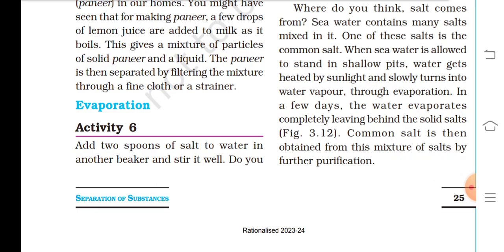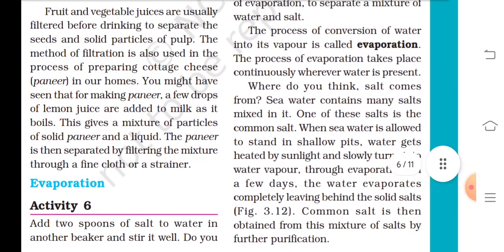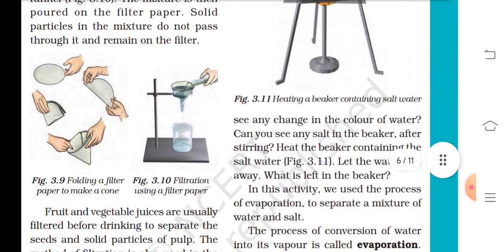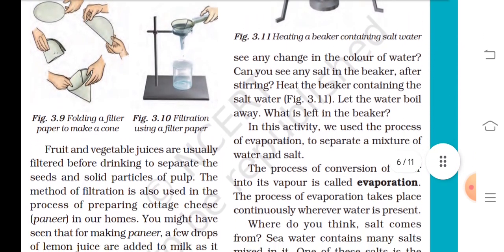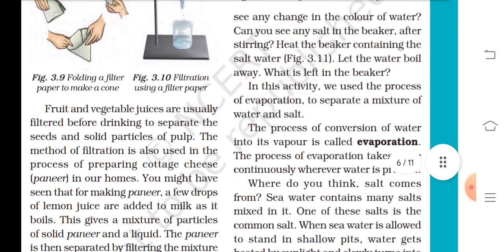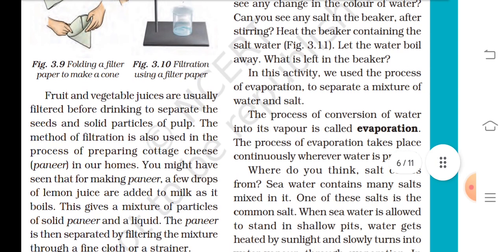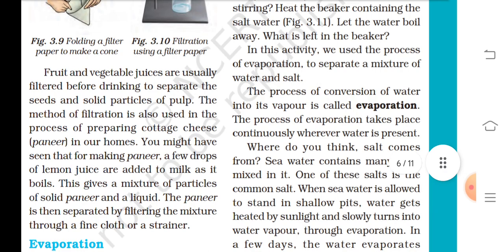Evaporation. Add 2 spoons of salt to water in another beaker. Stir it well. Do you see any changes in the color of water? Can you see any salt in the beaker after stirring? Heat a beaker containing the salt water. Let the water boil away. What is left in the beaker?